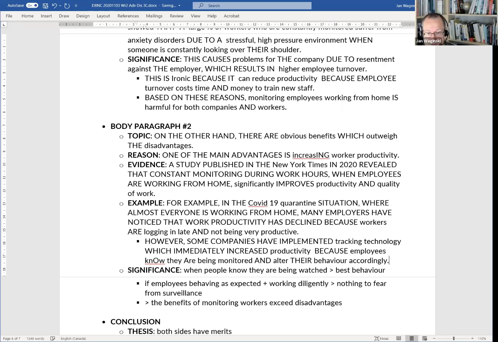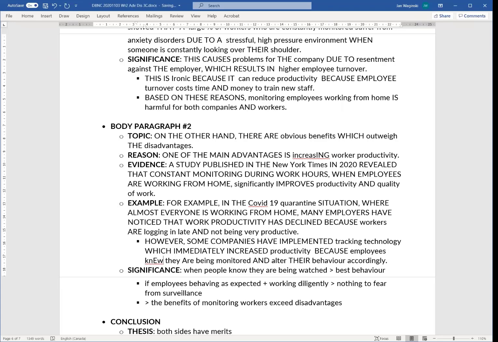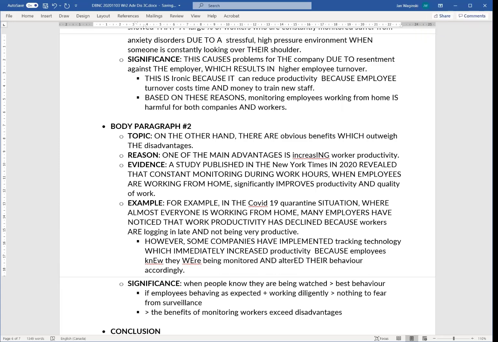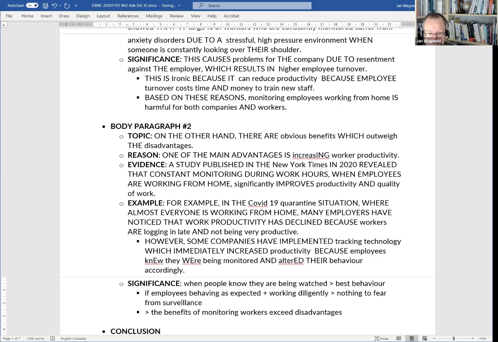Let's just see how this reads. However, some companies have implemented tracking technology, which immediately increased productivity because employees, okay, let's switch it back to past tense, they were being monitored and altered their behavior accordingly. Yeah, nice.